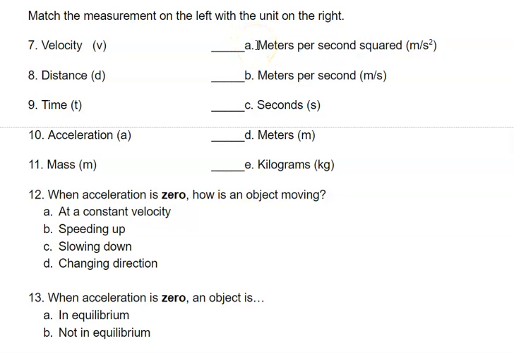A. Which one of these terms is meters per second squared, m/s²? B. Which one of these terms is meters per second, m/s? C. Which one of these terms is seconds, s? D. Which one of these terms is meters, m? E. Which one of these terms is kilograms, kg?